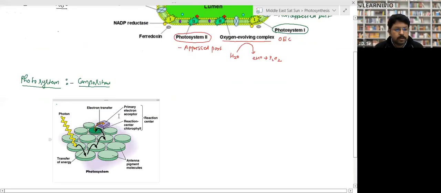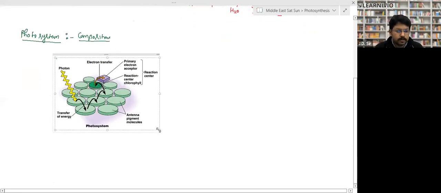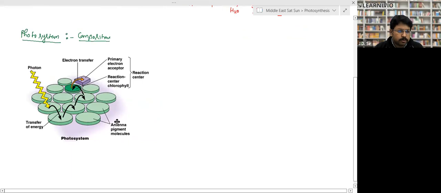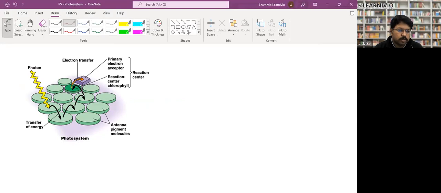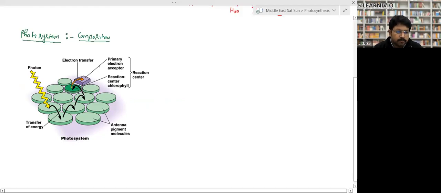Basically, this is the diagram of the photosystem. The photosystem is made up of two things. First, the main thing, the core of the photosystem, is called the reaction center. The reaction center chlorophyll is made up of a special kind of chlorophyll A molecule. Keep it in mind, it is made up of a special kind of chlorophyll A molecule.